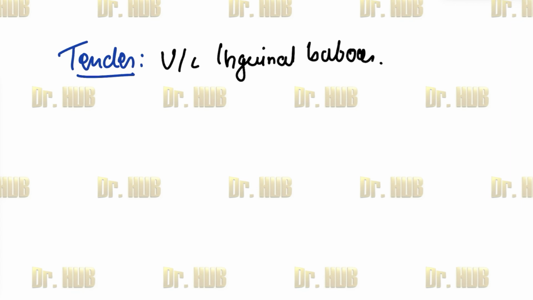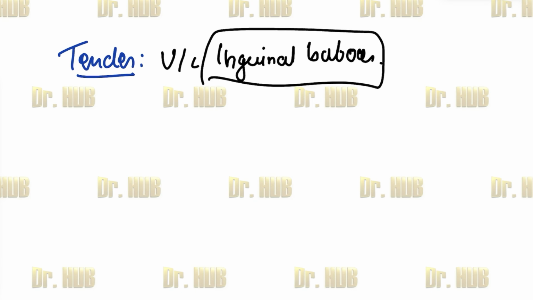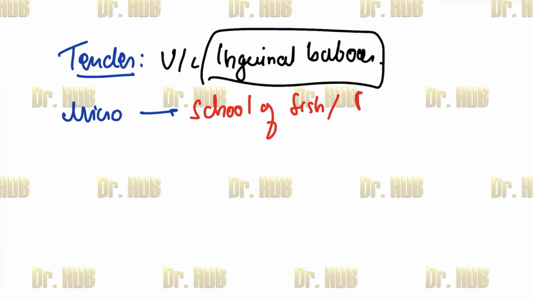So chancroid ulcers are non-indurated with undermined edges. The ulcers are usually painful, and the multiple kissing ulcers develop due to auto-inoculation from the primary ulcers. It usually causes tender unilateral inguinal buboes. And what happens in the microscopy? Upon microscopy, chancroid shows a school of fish as well as a railroad track appearance.